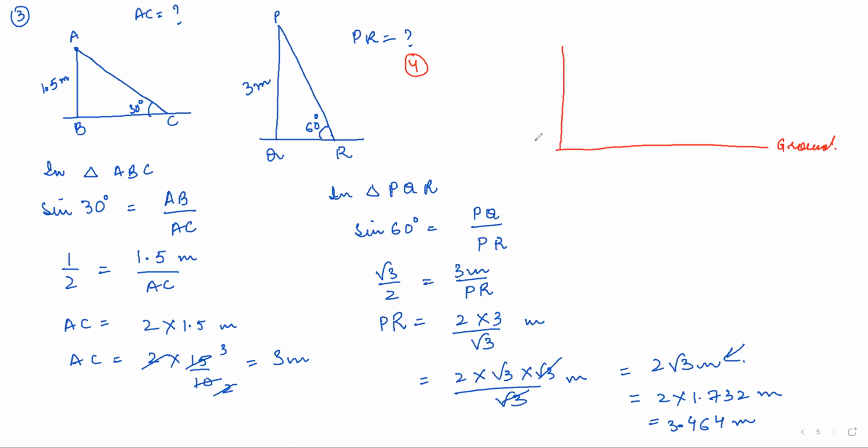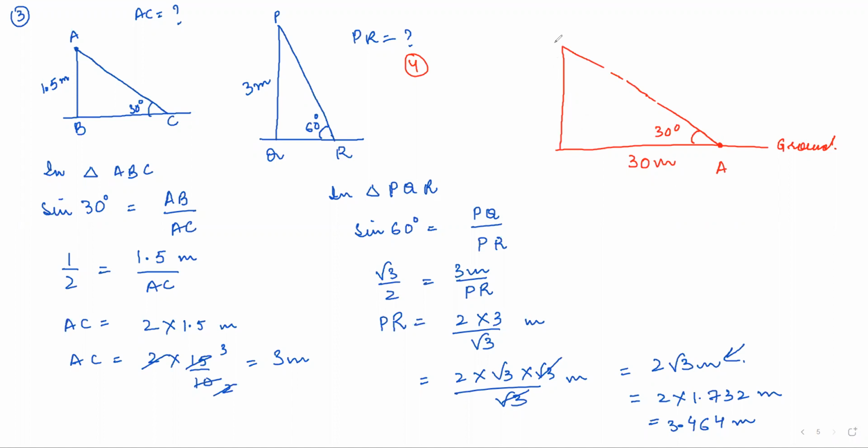Now the angle of elevation of the top of the tower from a point on the ground, which is 30 meter away from the foot. So there's a point on the ground which is 30 meter away from the foot of the tower. Let's say A is the point. From this point, the angle of elevation is 30 degree. Understood? Find the height of the tower.